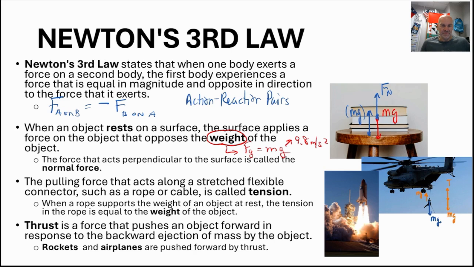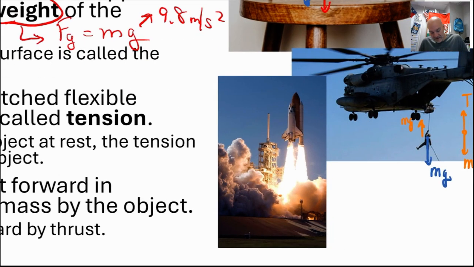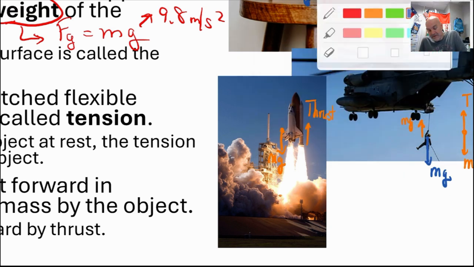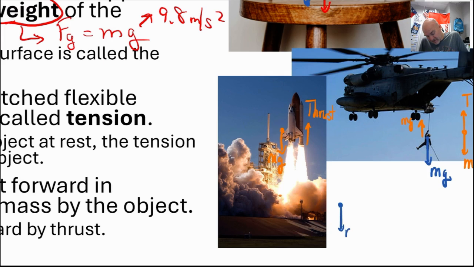Then with the space shuttle, you have what is called thrust. Thrust is a force that pushes an object forward in response to a backward ejection of mass by the object. Rockets and airplanes use thrust. Again, I have the weight down, and the thrust is what is opposing that weight, and that's what's actually causing the upward push. If you do a free body diagram, you have the weight of this shuttle down, and then you have the thrust upwards.